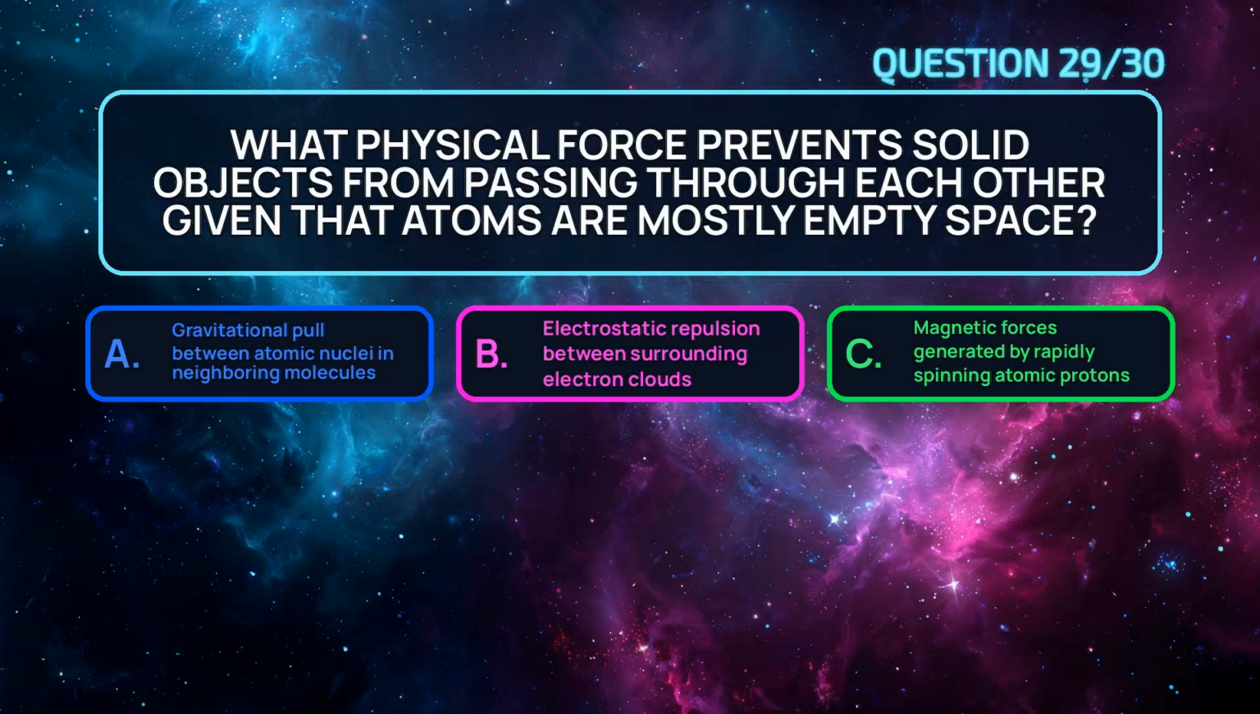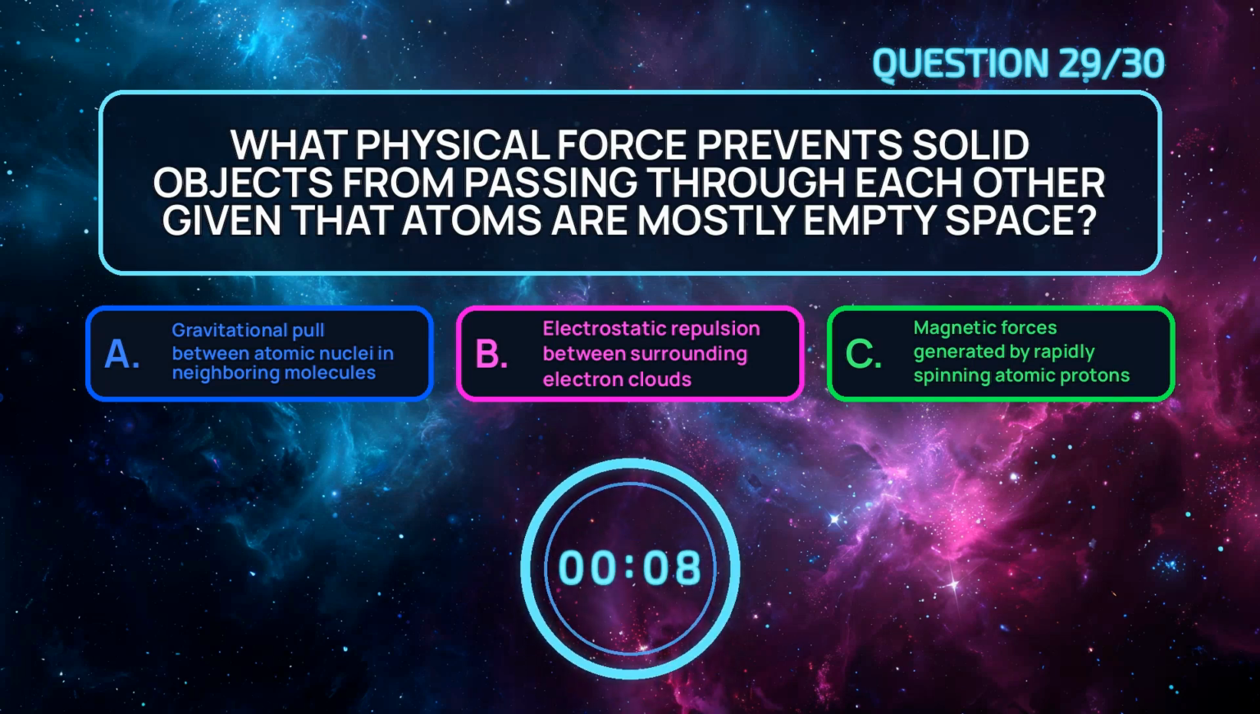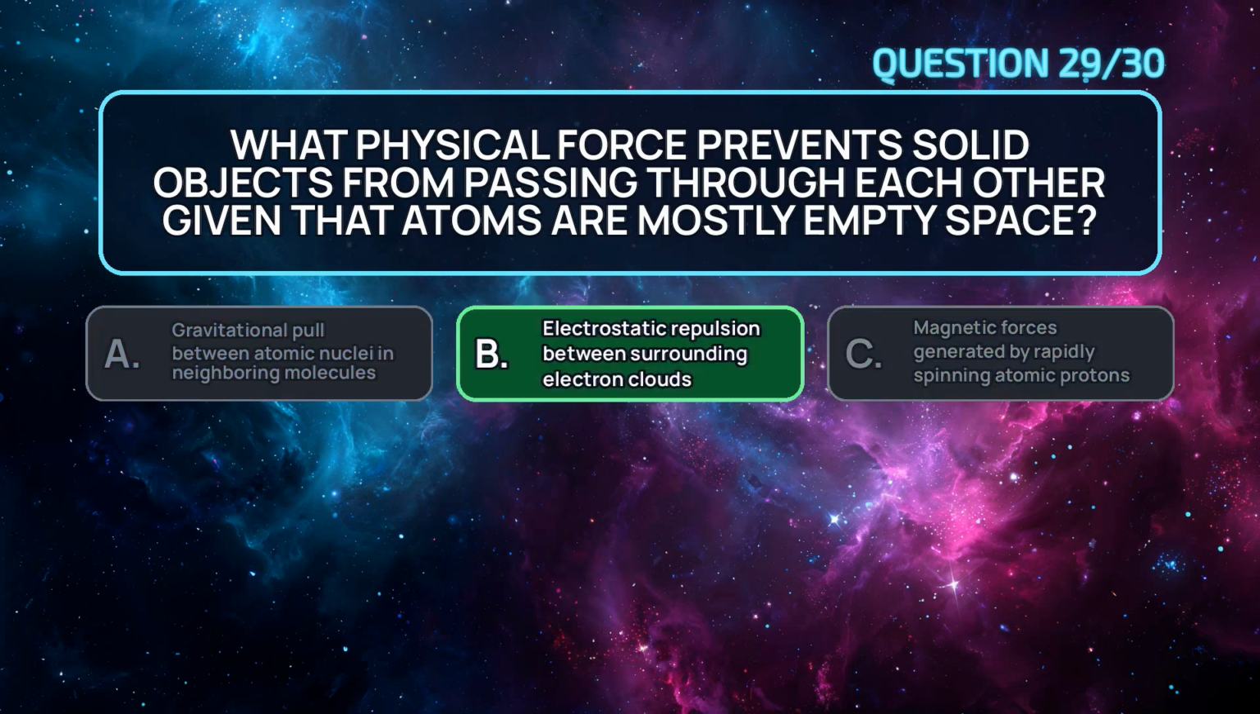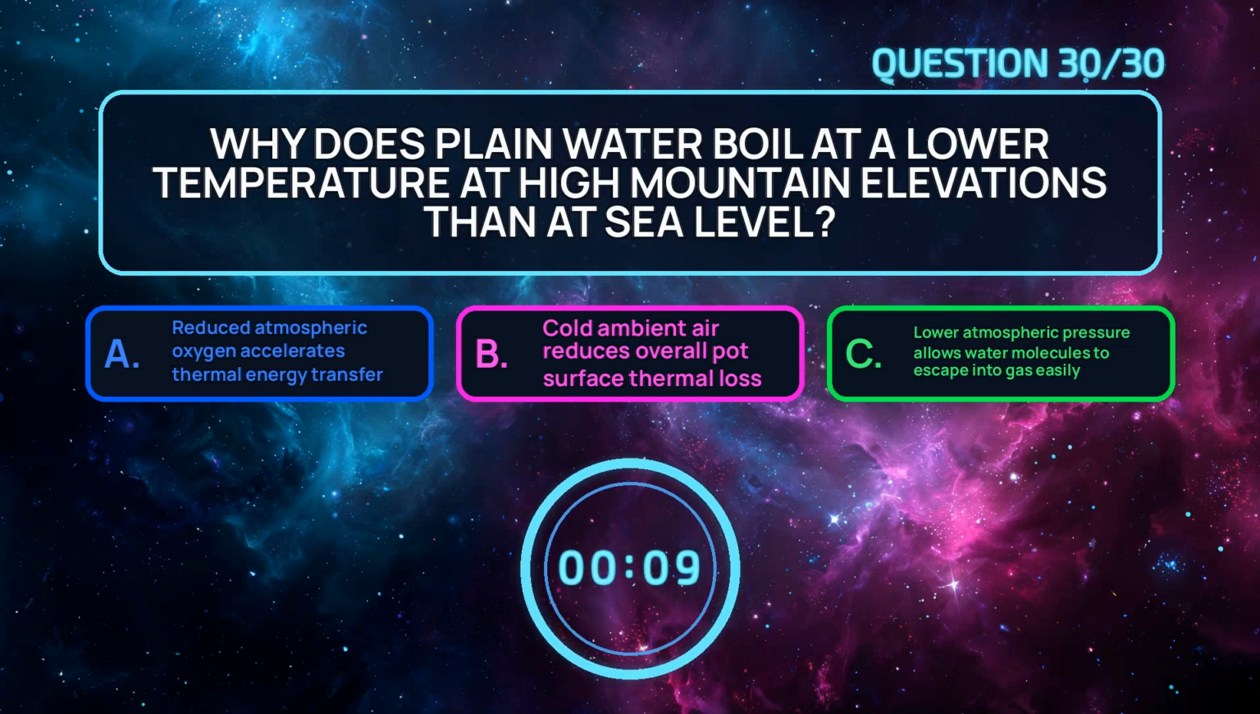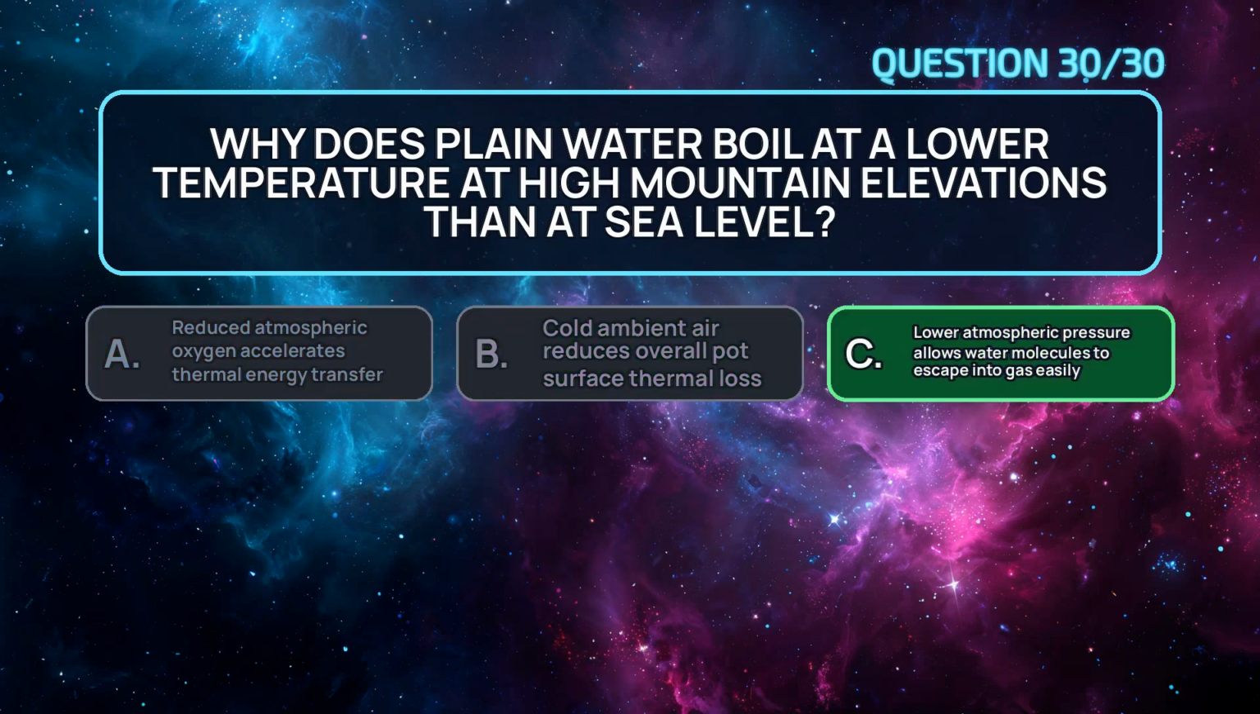What physical force prevents solid objects from passing through each other given that atoms are mostly empty space? Correct answer. Electrostatic repulsion. Why does plain water boil at a lower temperature at high mountain elevations than at sea level? Correct answer. Lower atmospheric pressure.